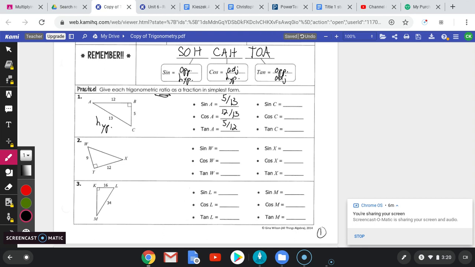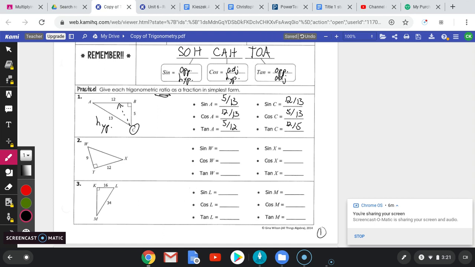So now let's look at C. So now we're doing everything with respect to C. So sine of C would be opposite over hypotenuse, so 12 over 13. Cosine of C would be adjacent, 5 over 13. And then the tangent of C would be 12 over 5. And that, ladies and gentlemen, is how you would find the ratio.